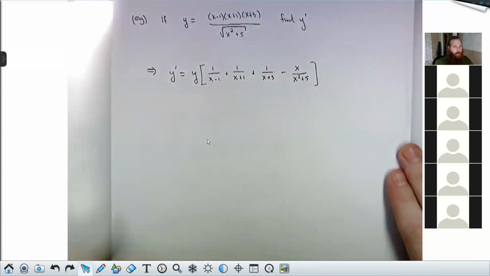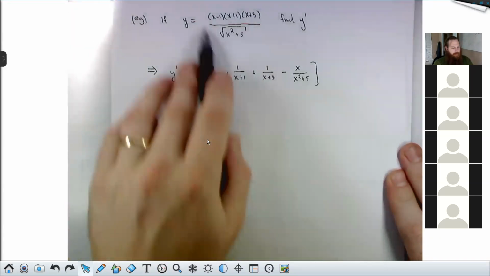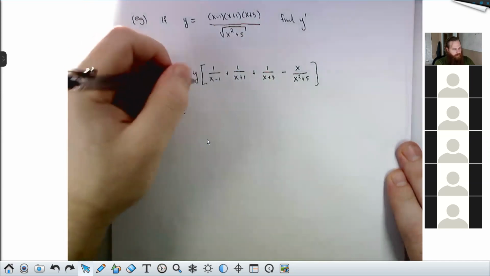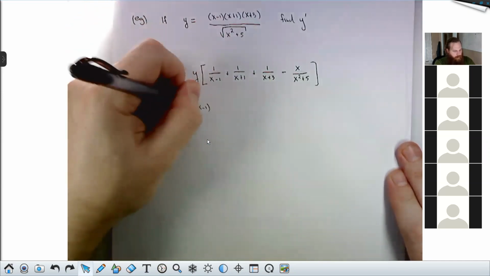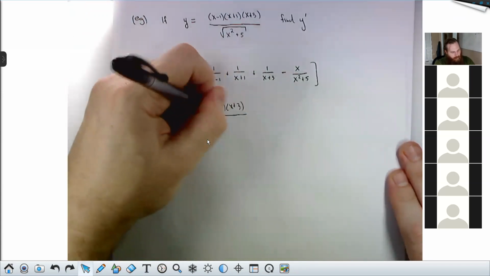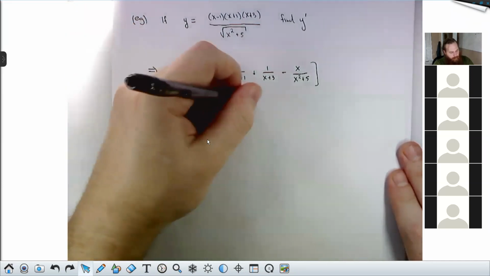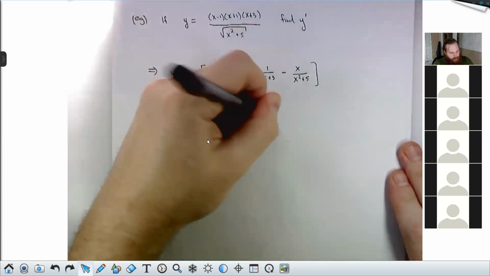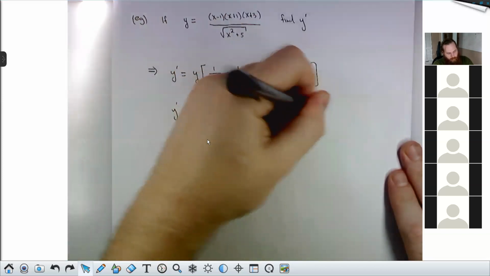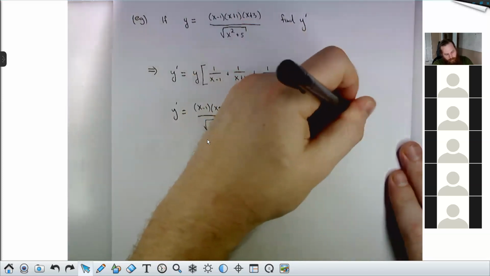So we've got that y primed is y times this stuff. Last step, just go ahead and plug in what y was. So y primed is y, which is x minus 1, x plus 1, x plus 3, all over the square root of x squared plus 5, times 1 over x minus 1 plus 1 over x plus 1 plus 1 over x plus 3 minus x over x squared plus 5.